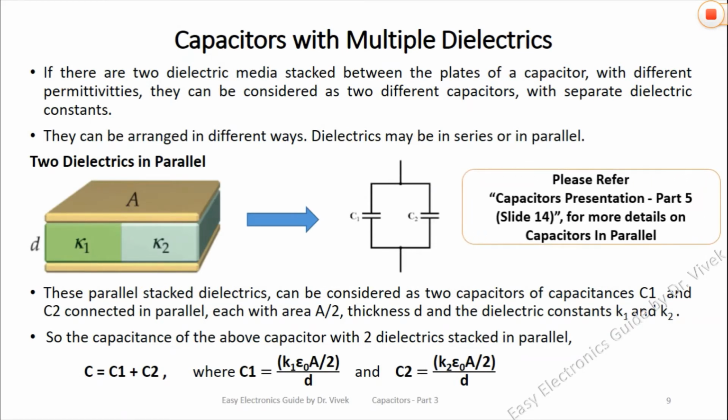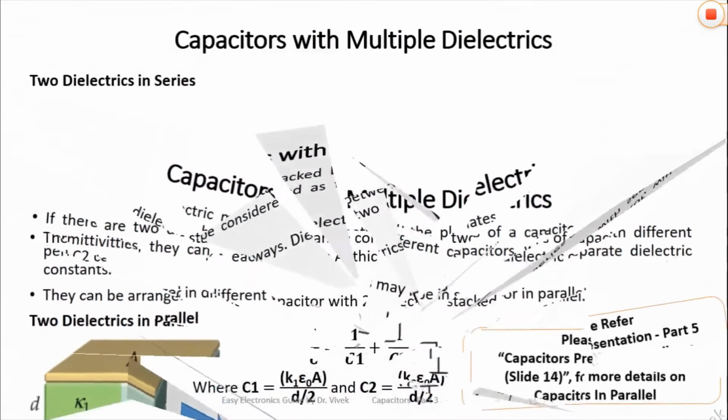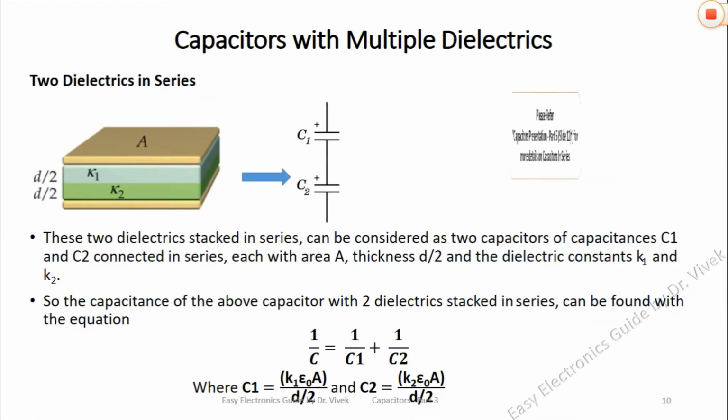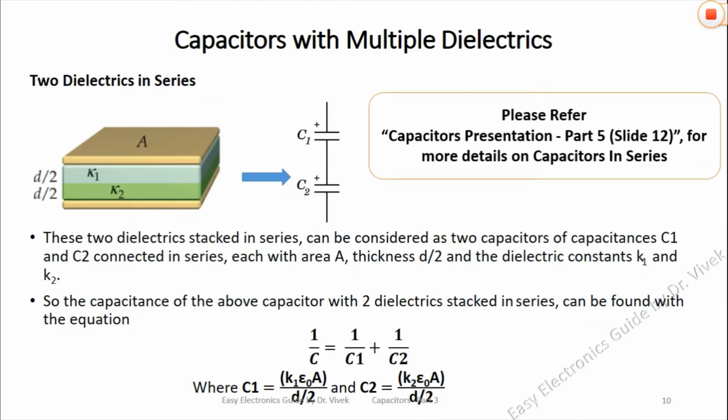Capacitors with multiple dielectrics can be considered as multiple capacitors arranged in series or parallel. The parallel stacked dielectrics shown in the figure can be considered as two separate capacitors of capacitance C1 and C2 connected in parallel. Similarly, the two dielectrics stacked in series can be considered as two capacitors of capacitance C1 and C2 connected in series.